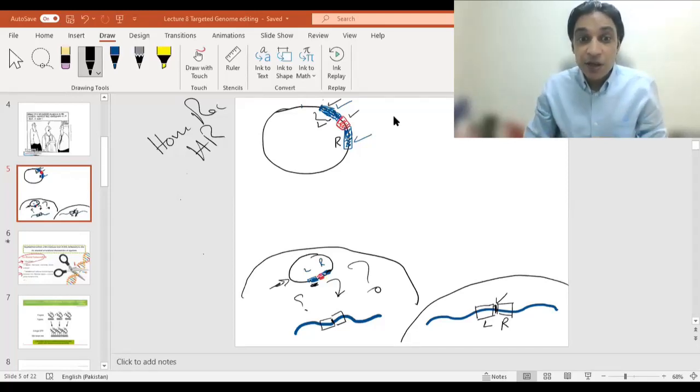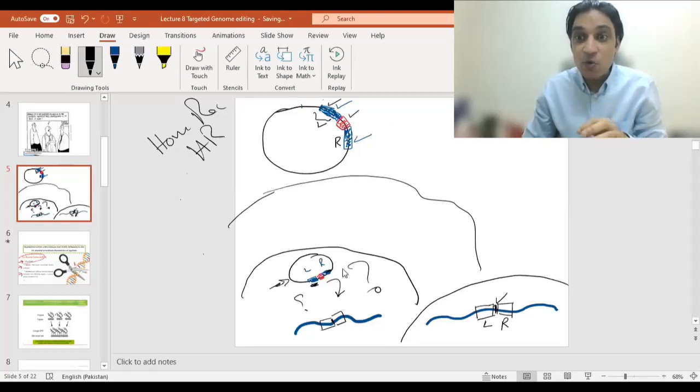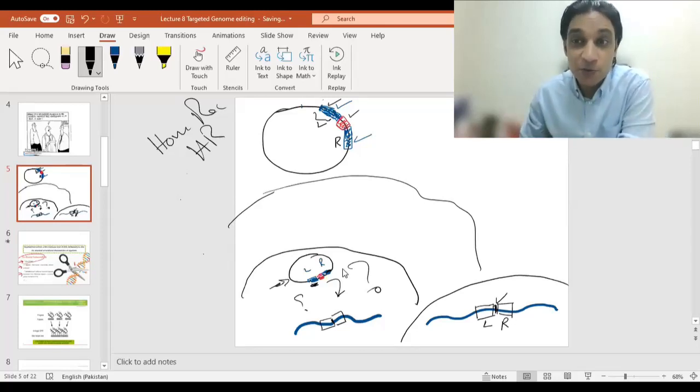But here, imagine this is a cell. You are sending the vector. If you send the restriction enzyme over there, it is not possible to send proteins, by the way, from an outside source right within the nucleus.